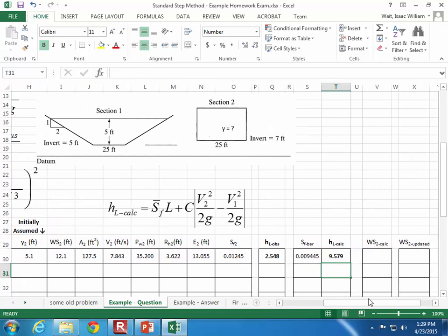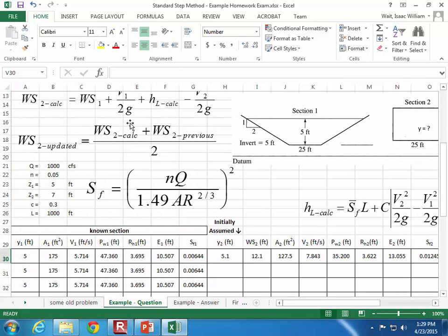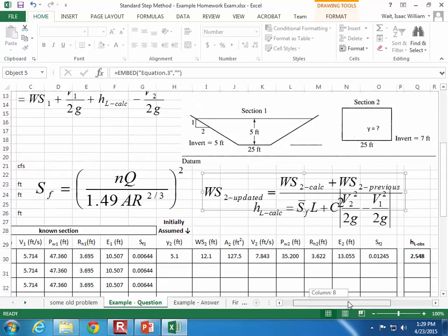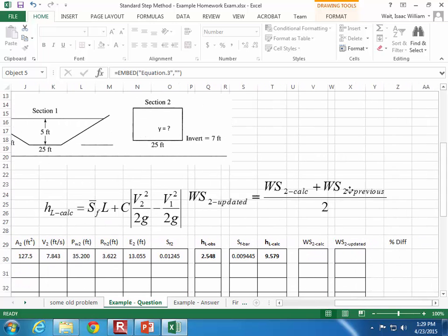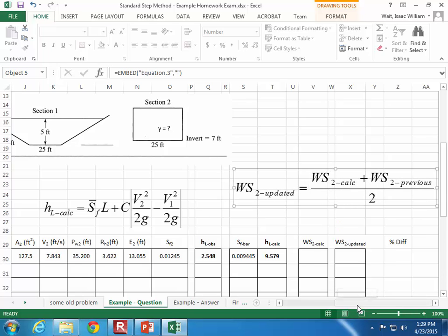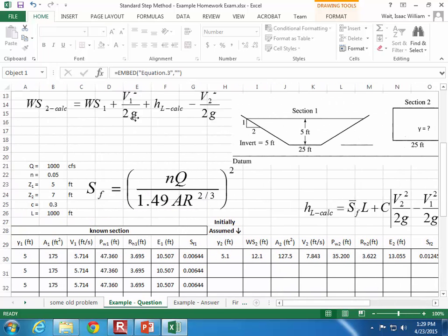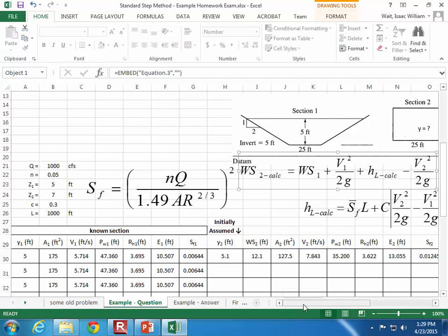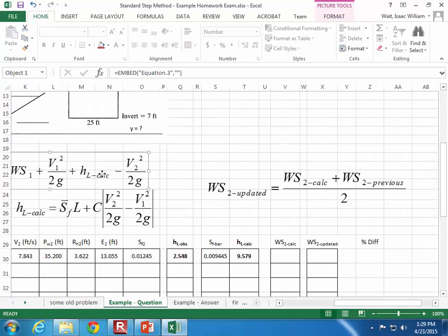Okay, so the calculated head loss does not match the observed head loss. So we know that we didn't get it right miraculously on our first iteration. So the way to correct our value is to calculate a new updated version of what the water surface at 2 should be. So the update is going to be the average of the calculated and the previous. And so here is what we're going to use for the calculated water surface.